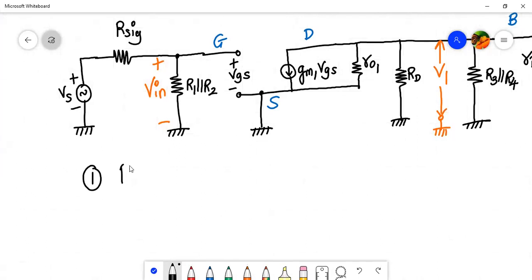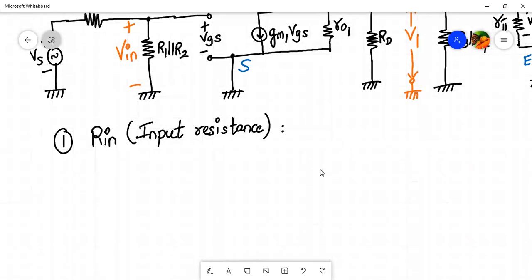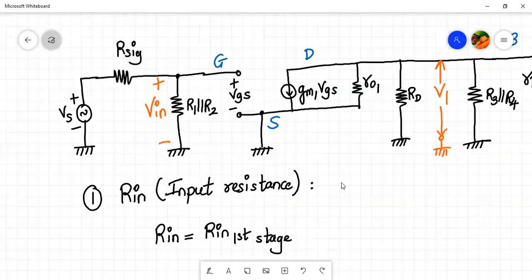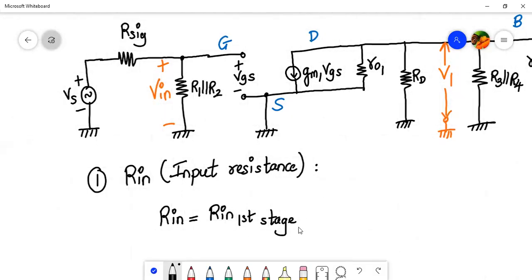Now, let us first calculate the input resistance. So first we'll calculate Rin, and Rin is my input resistance. Now, when we analyze the cascade amplifier, what did we say? We have studied that your Rin, your input resistance, is equal to the input resistance of the first stage. So let me write it down. Rin will be equal to Rin of first stage. So we have to find the Rin value of the first stage. Let us concentrate on the first stage. So here is my first stage over here, right?